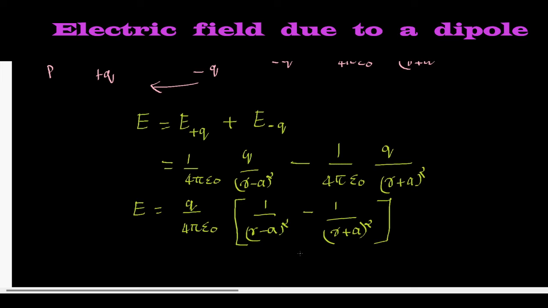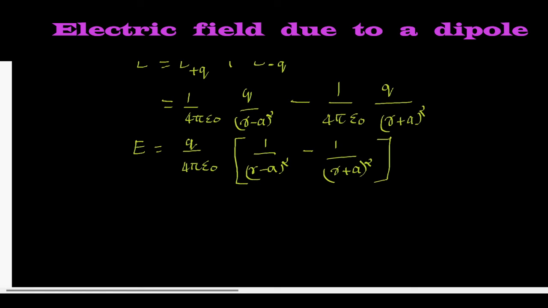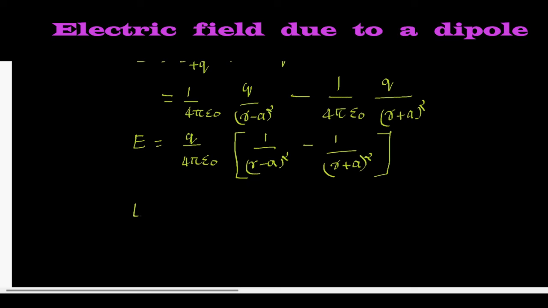So definitely we need to simplify what is inside the bracket. So we need to perform the cross multiplication. So when you cross multiply, your equation will become electric field E is equal to Q divided by 4 pi epsilon 0. In the bracket, if you take this r plus a square to this side, r minus a square to this side, r plus a square is r square plus 2ar plus a square.